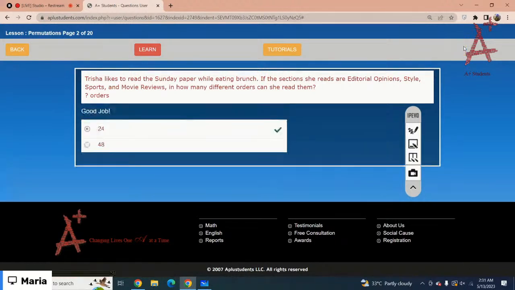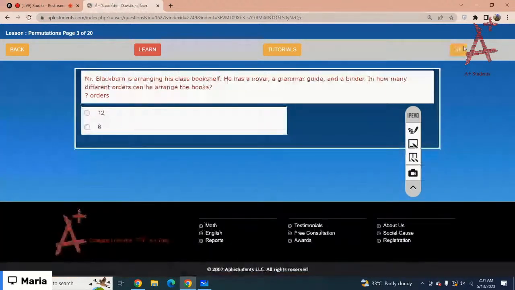Okay, the next one is: Mr. Blackburn is arranging his class bookshelf. He has a novel, a grammar guide, and a binder. In how many different orders can he arrange the books? So, which is the correct option?